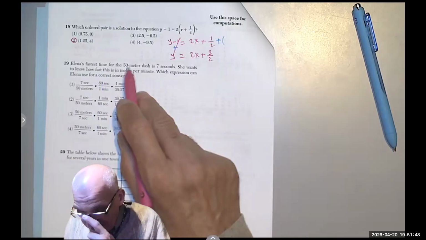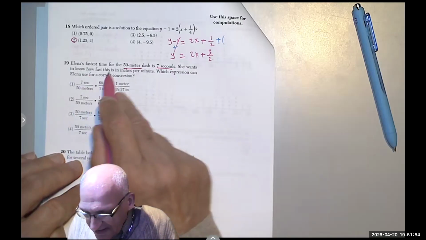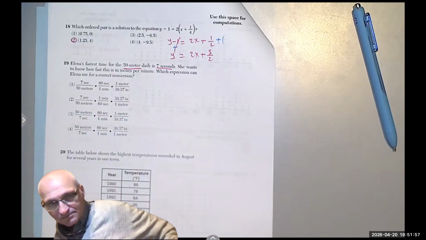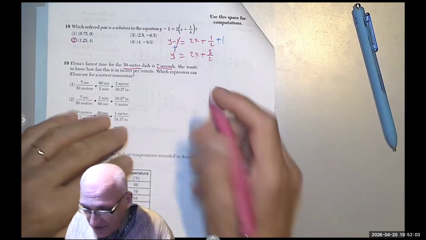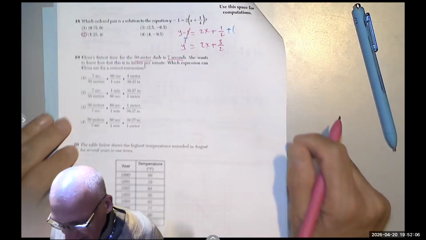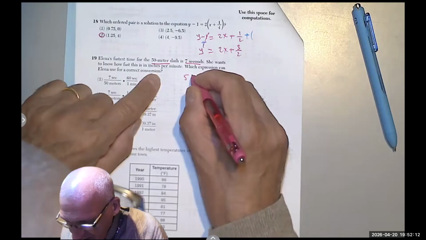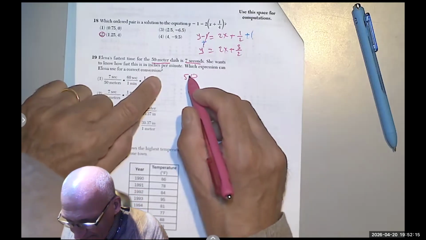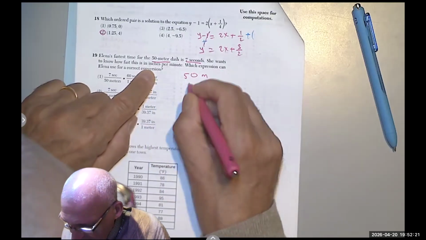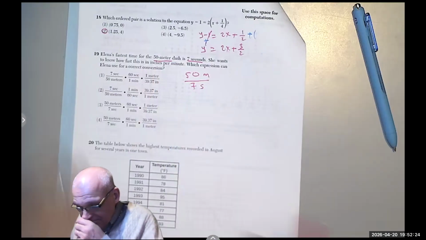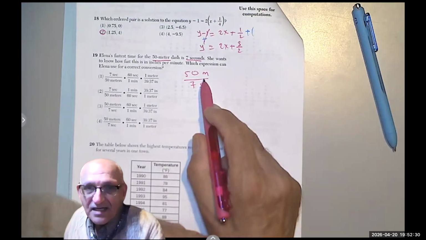Elena's fastest time for the 50-meter dash is 7 seconds. She wants to know how fast this is in inches per minute. Okay. Now, the easiest way to convert units, if you say 50, we want it in inch per minute. This is 50 meter per 7 seconds. So how do I get rid of the meter? Like if this was x, how do you get rid of it?